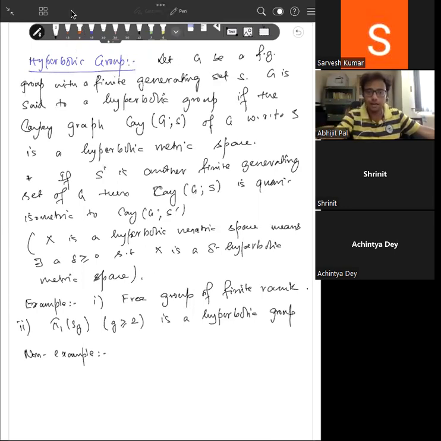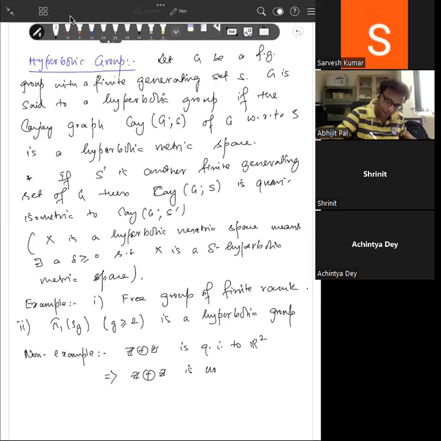In R2, you can find big triangles. Yes, R2 with the Euclidean metric is not a hyperbolic metric space, right? You will not get a single delta for which all the triangles will be delta slim. The Cayley graph of Z direct sum Z is quasi-isometric to your R2. So R2 is not a hyperbolic metric space, and this will imply that Z direct sum Z is not a hyperbolic group.